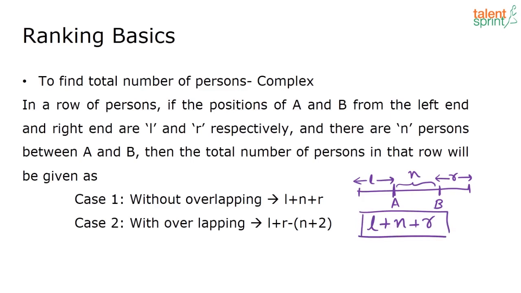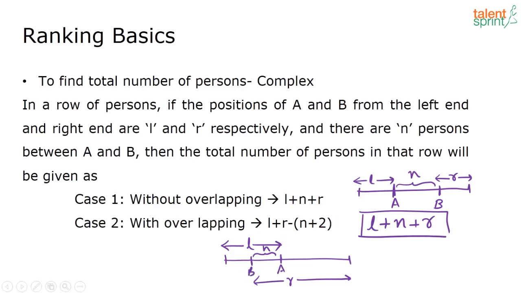Now the second case is with overlapping. Now what is with overlapping? With overlapping is where, see, if you have A here and B is here, and the position of A from the left is L and the position of B from the right is R, and there are N people in between A and B, then the total number of people is given by the formula L plus R minus of N plus 2. So how do we arrive at this formula?